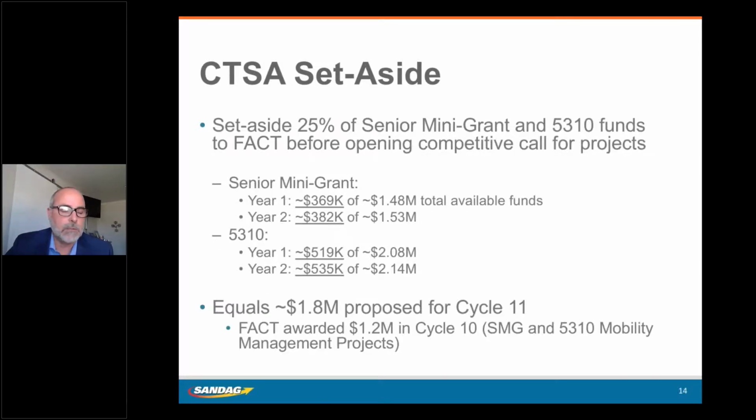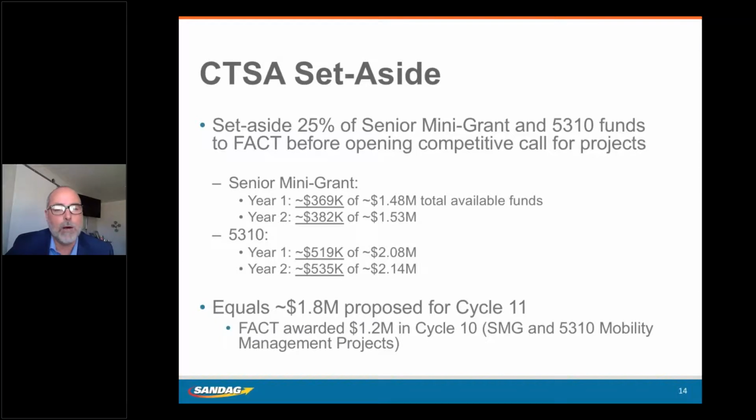So staff's proposal is to set aside 25% of the Senior Mini-Grant and also the 5310 funds. I'm including 5310 because we do provide both of those projects to all our grantees. Senior Mini-Grant is the TransNet-related funding, 5310 is FTA-related, and the Transportation Committee will also look at 5310 funds when we present this to them next week. But I am lumping this all together just so you can have a good sense of the total amount of dollars. That 25% for each year is shown in the slide.